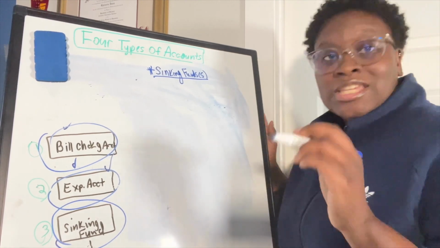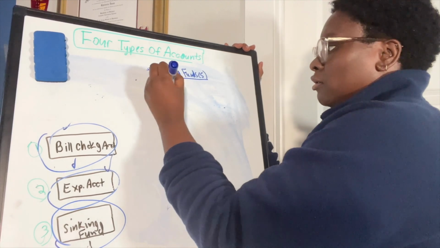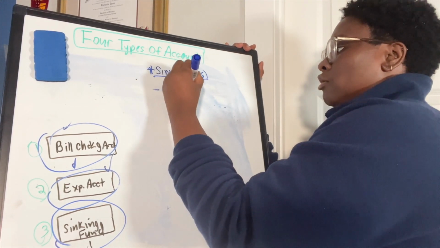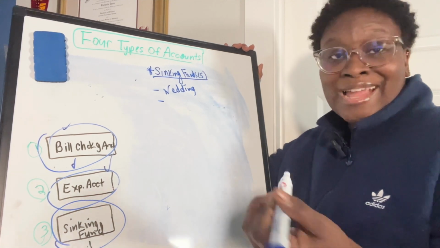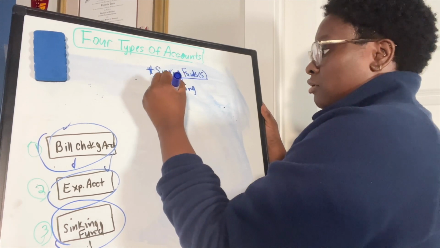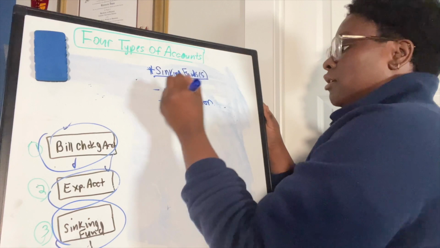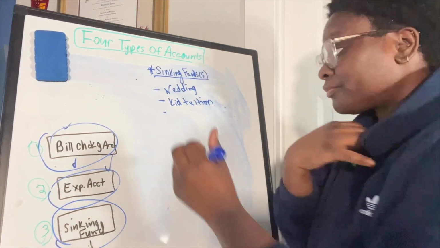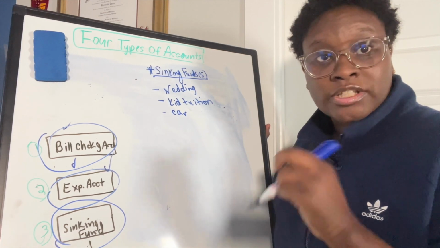So you could have a sinking fund for multiple things. You could have a sinking fund for a wedding. You could have a sinking fund for your kids' tuition, and it could be a high yield savings account or a money market account. You could have a sinking fund for your car. I actually have a sinking fund for my car.